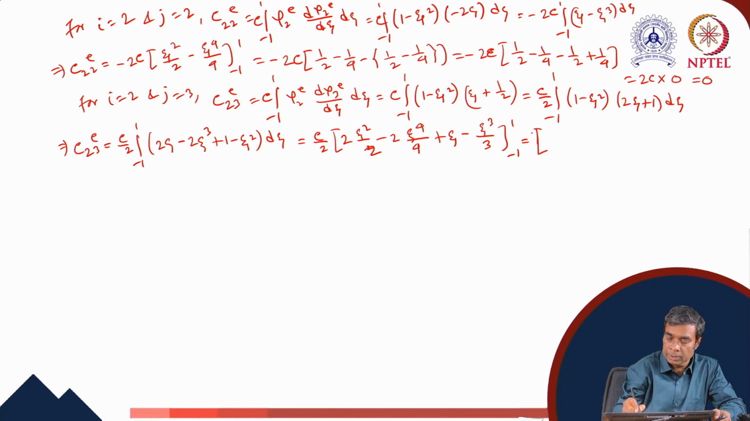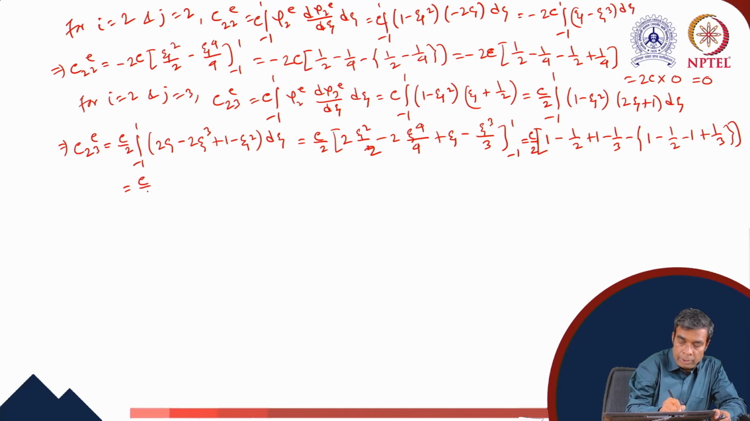This gives us c by 2 into (1 minus half plus 1 minus 1/3, minus, here we have 1 minus half minus 1 plus 1/3). This leads to c by 2 into (2 minus half minus 1/3 minus 1 plus half plus 1 minus 1/3).